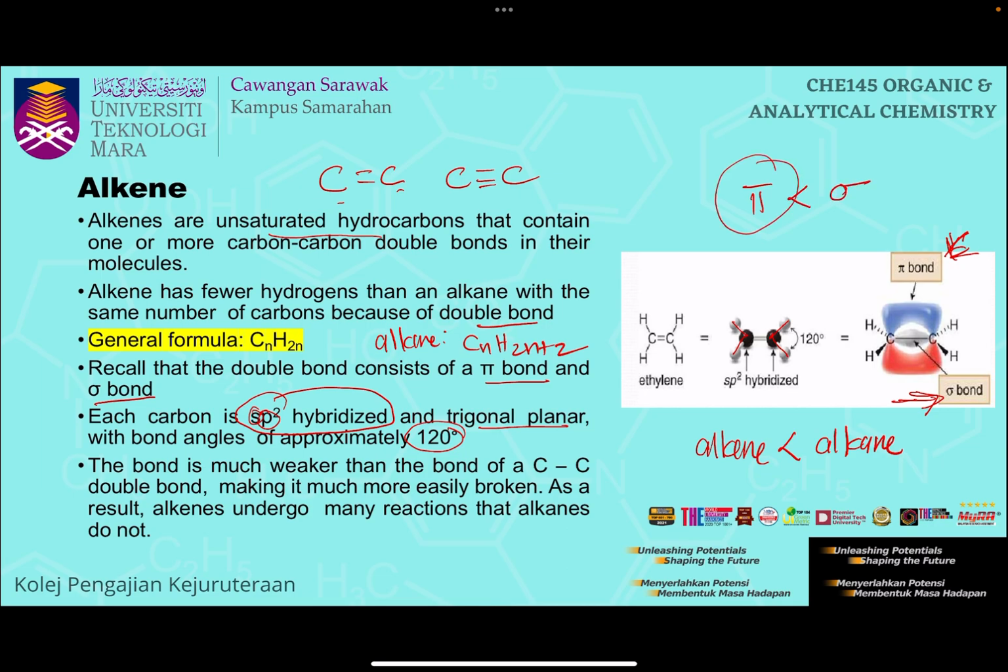So it will break this pi first, because if you remember, if it's saturated, it's all single bond, right? All single bond. But because in the alkene you have the double bond, the presence of this pi bond weakens this structure, the bond that is between the two carbons. When it weakens it, it makes it easier to be broken. So in that case, it causes alkene to undergo many reactions as compared to alkane. The reactions that alkane can undergo are fewer, and there are more in alkene.